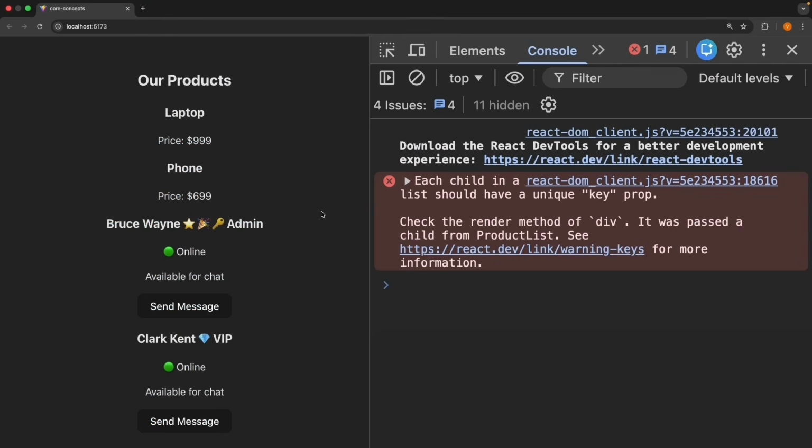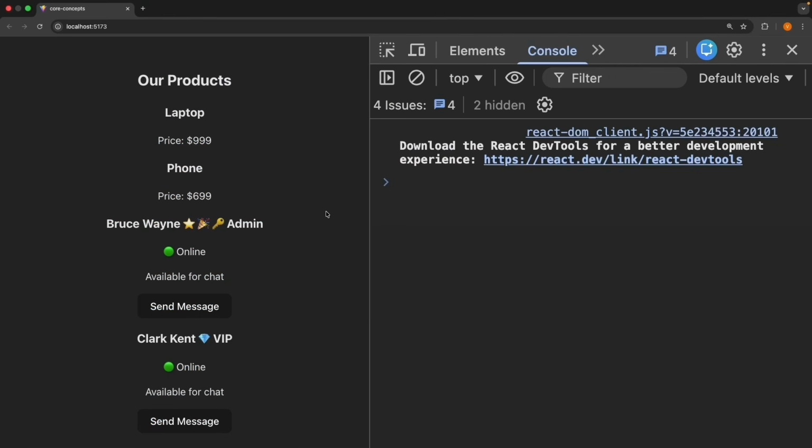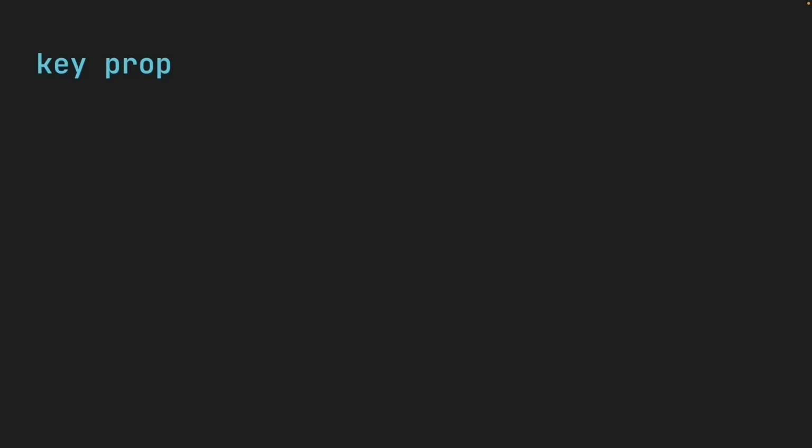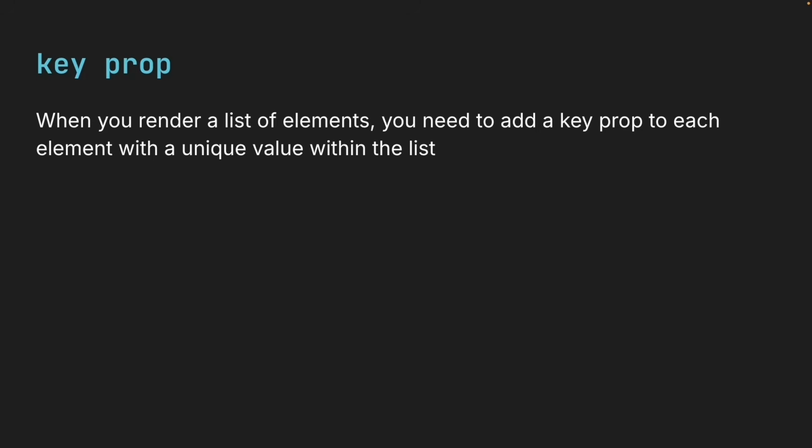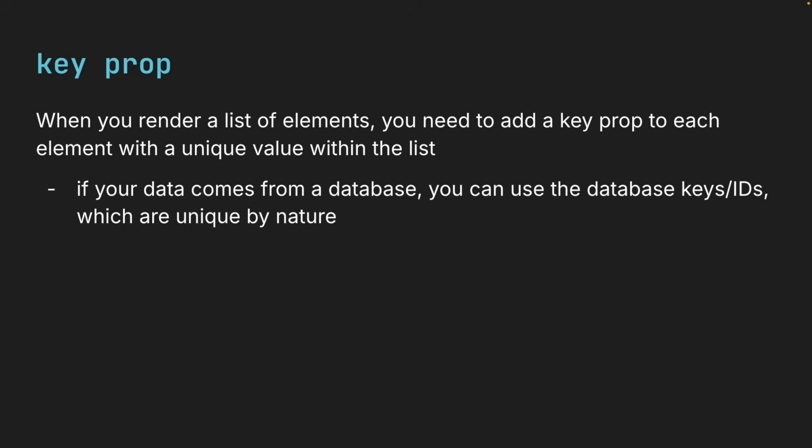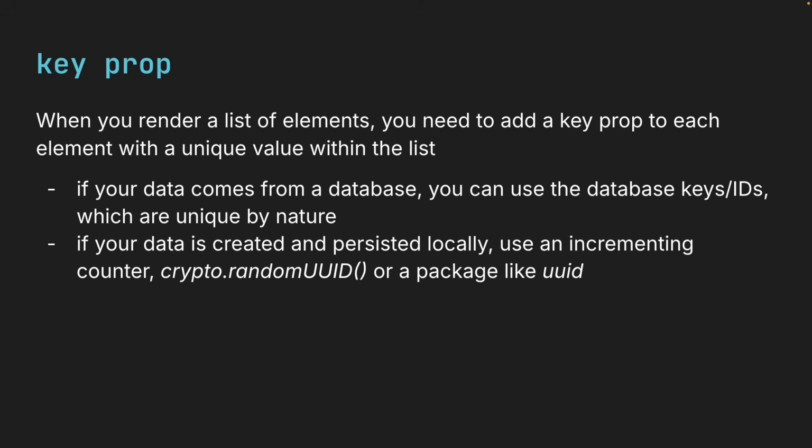Save the file, refresh the browser, check the console, and the warning is gone. React is happy. So in React, when you render a list of elements, you need to add a key prop to each element with a unique value within the list. Now, where do you typically get the value for the key prop? Well, if your data comes from a database, you can use the database keys or IDs, which are unique by nature. However, if your data is created and persisted locally, for example, in a note-taking app, you can use an incrementing counter, crypto.randomUUID, or a package like uuid.